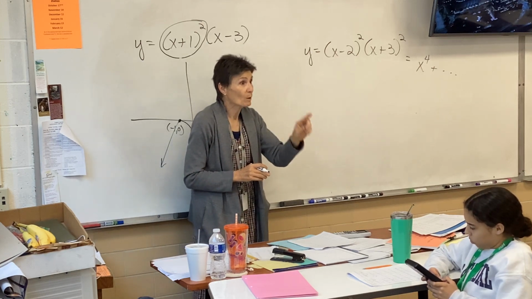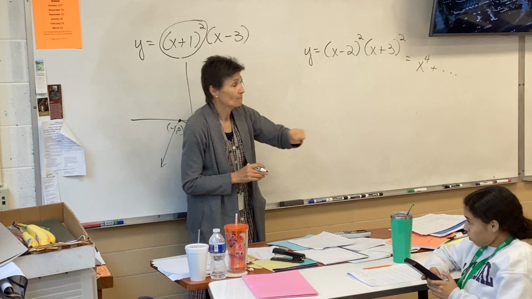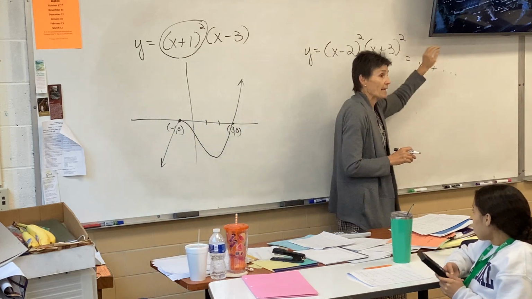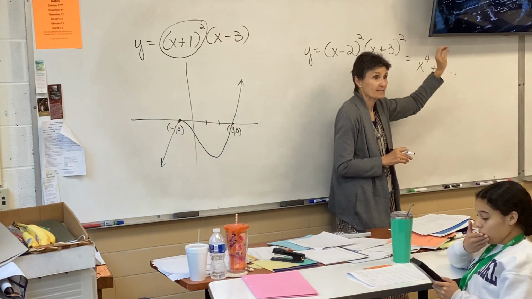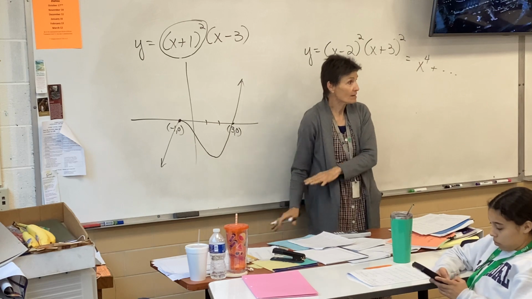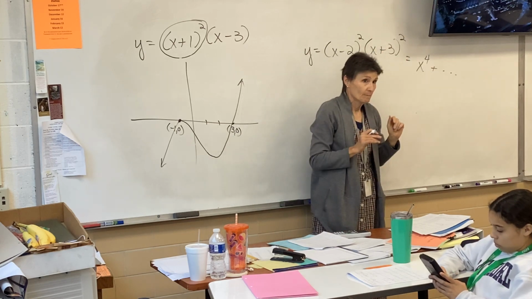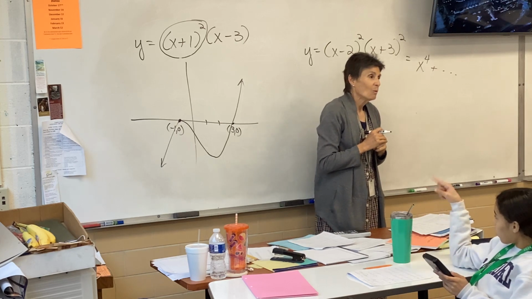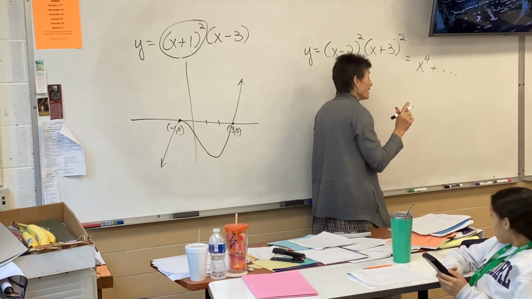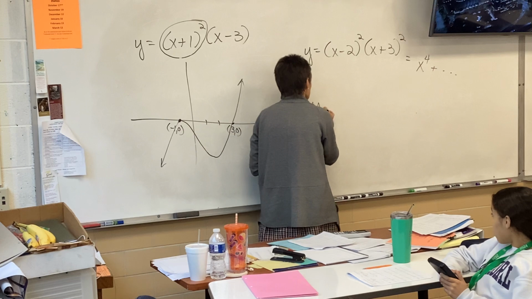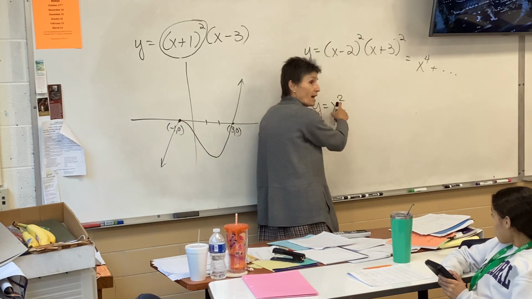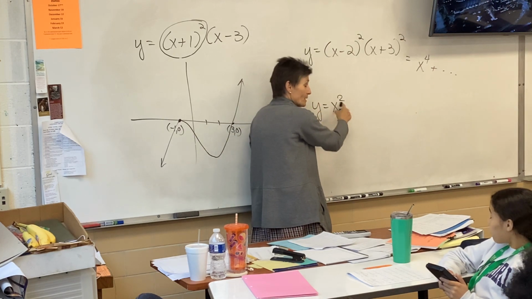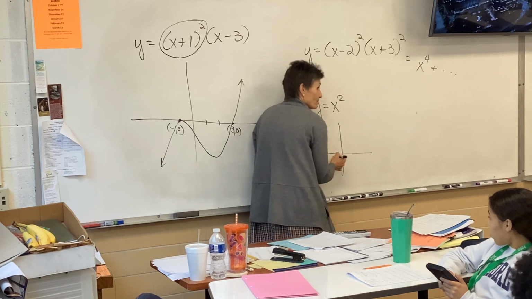That works with odd degree. So x to the 3rd, x to the 5th, x to the 7th. Start down here, end up here. What happens when it's not odd? Well, when it's not odd, I want you to think about x squared. That's not odd, right? That's a square. What does that look like?